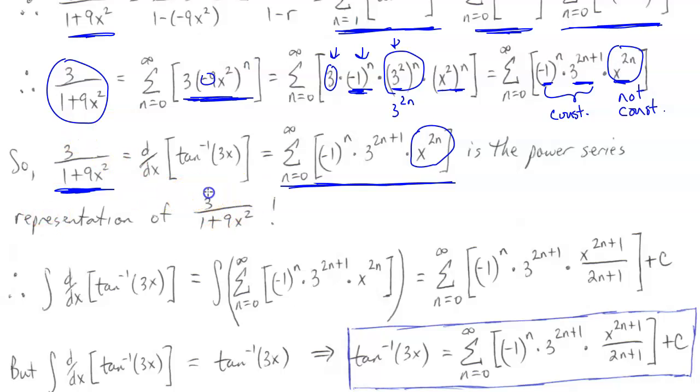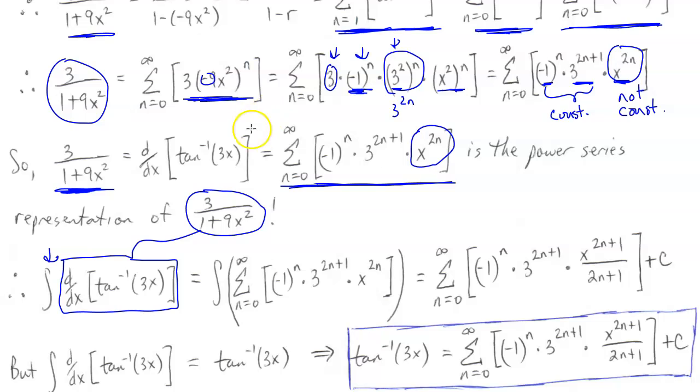Here I note that if 3 divided by 1 plus 9x squared is going to be the derivative of tangent inverse, so this is what all this stuff is, then if I take the most general antiderivative of it, or integral of it, which is basically undoing the derivative, then the result that I should get should just be tangent inverse itself, okay? So essentially what I'm going to do is represent this 3 divided by 1 plus 9x squared as a power series, and that's what you're seeing here.